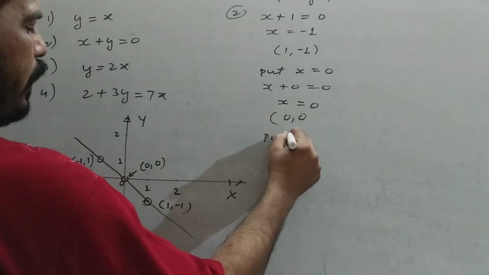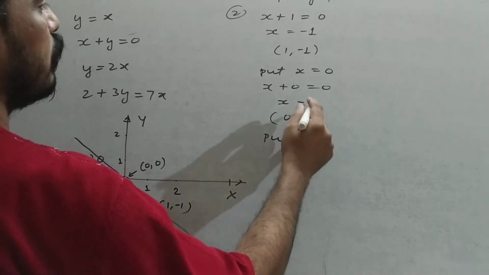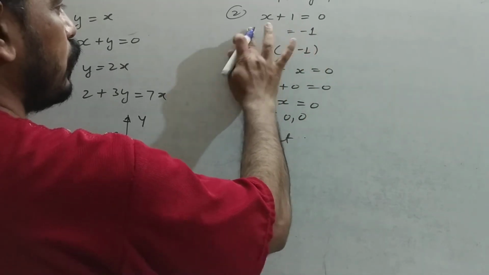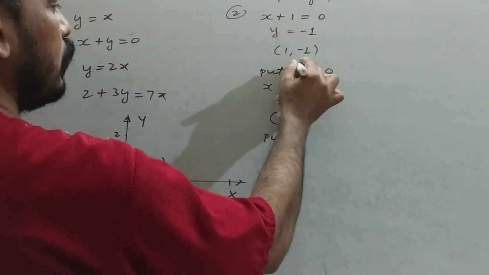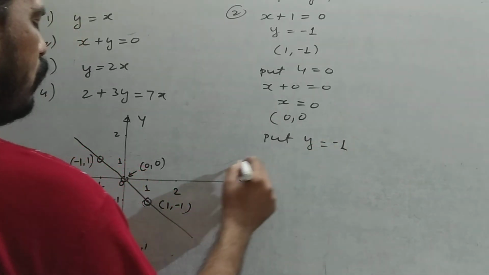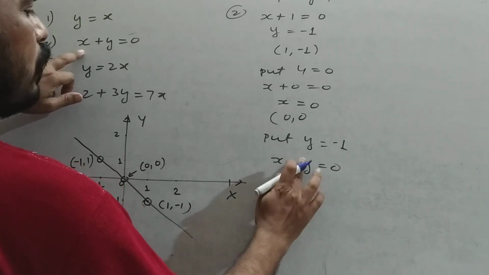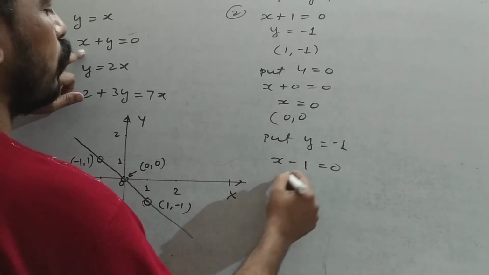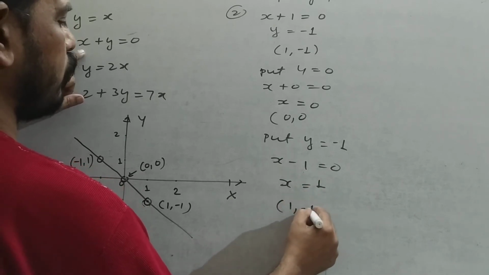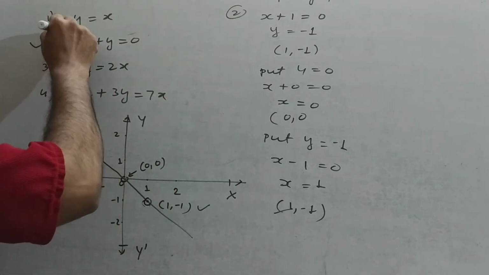Now put y equal to minus 1. Then x minus 1 is equal to 0; minus 1 will go across and become positive 1. So x is equal to 1 and y is minus 1. This is also getting satisfied. So equation number 2 is the right option.